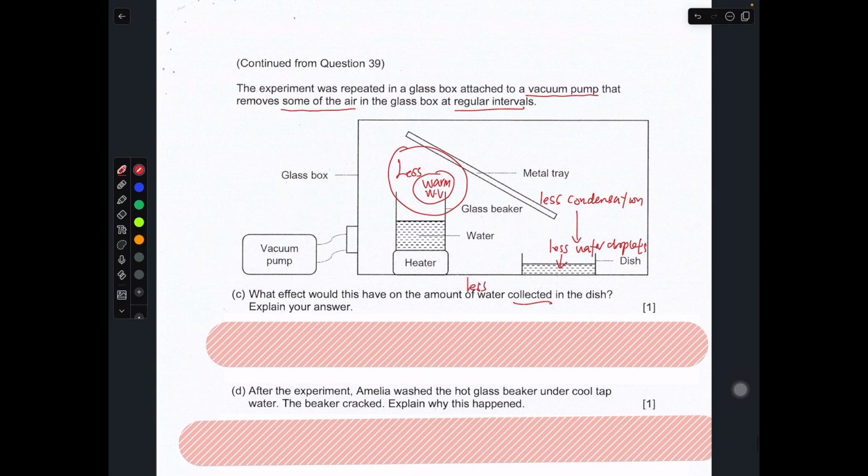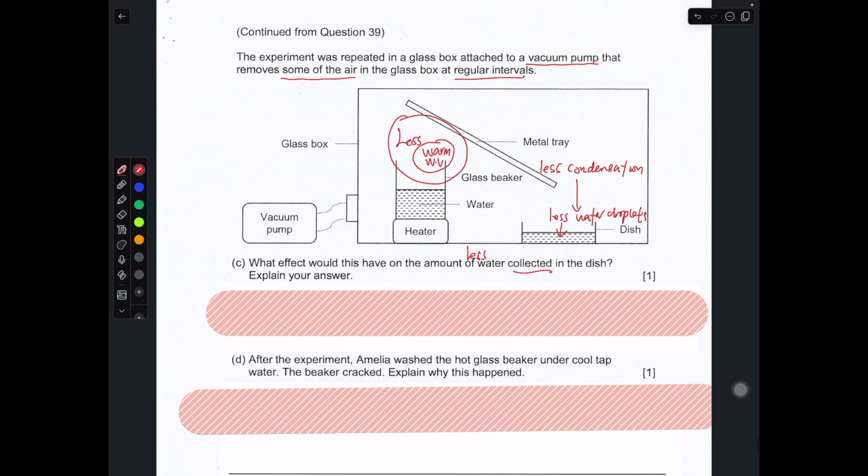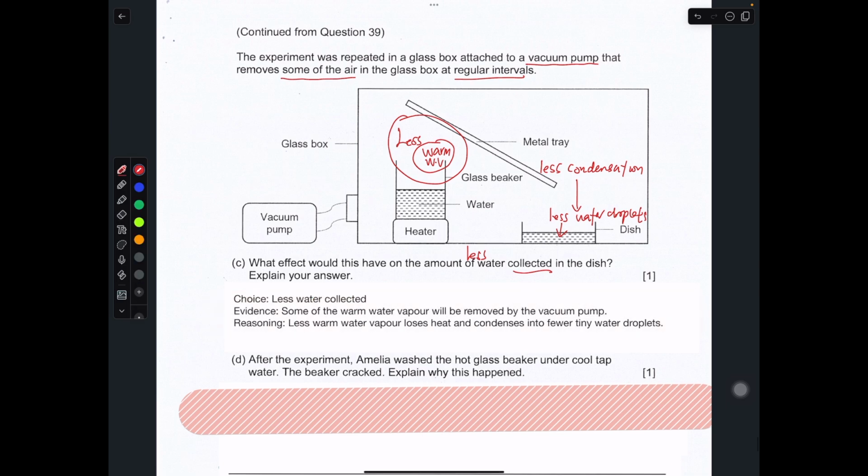So it's more of a trickling down effect where you start out with less of something, then you end up with less of something. Okay, so this part is how you can answer this. So the choice: less water collected, because some of the warm water vapor will be removed by the vacuum pump. So this results in less warm water vapor losing heat and condensing into fewer tiny water droplets.